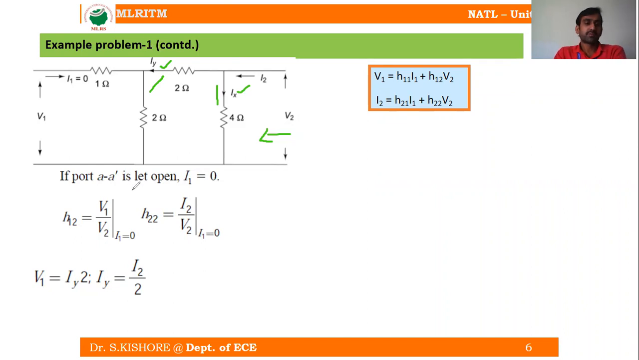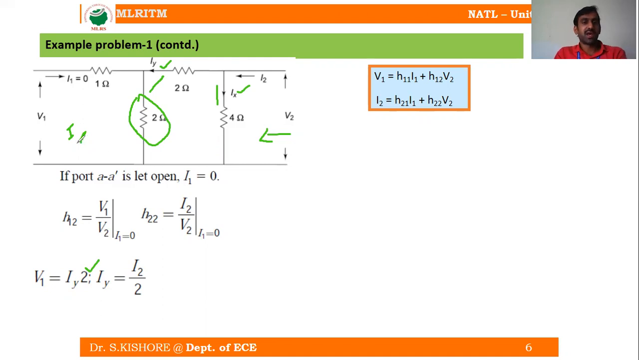Then we can write V1 is equal to, so this is the V1. V1 is nothing but the voltage across this 2 ohm resistor. So 2 is the impedance, and the current in this is IY. V1 is equal to IY into 2. And I can write IY by applying the current division rule, because for finding H12 we should get V1 in terms of V2.